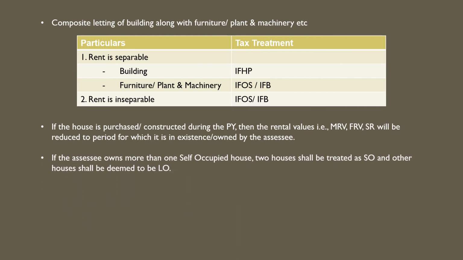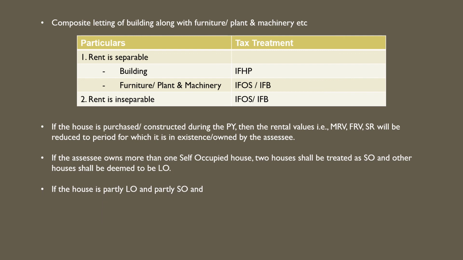If the assessee owns more than one self-occupied house, then two houses shall be treated as self-occupied and the other houses shall be deemed to be let out. But the interest on loan that is claimed under the self-occupied house will be only 2 lakhs or 30,000 as the case may be for both the houses which is self-occupied.